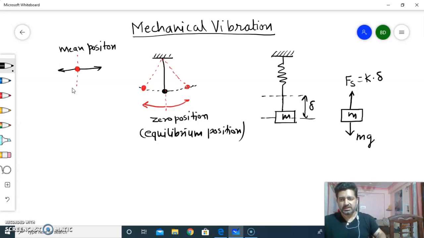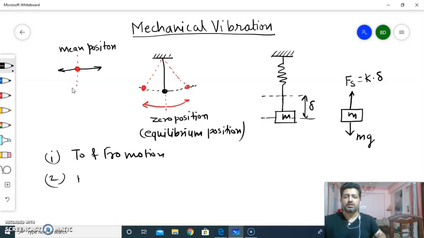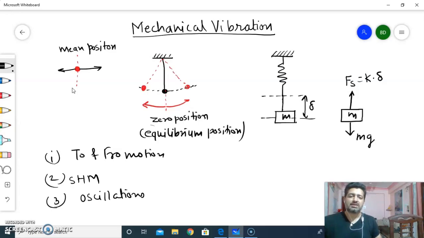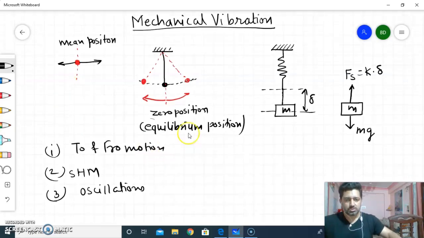So from here we can say that number one, to and fro motion is called vibration. Number two, simple harmonic motion is vibration. And number three, if there are oscillations from the mean position, it is known as vibration. So mean position can be called as zero position or equilibrium position. These all are same, right? Same thing.